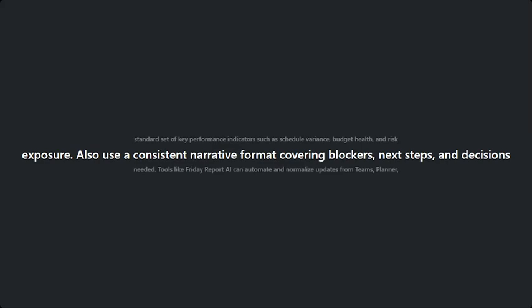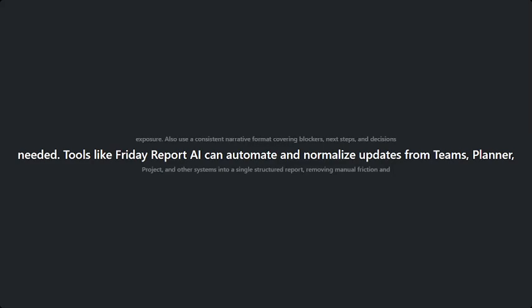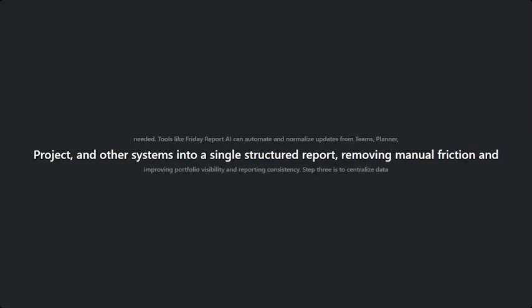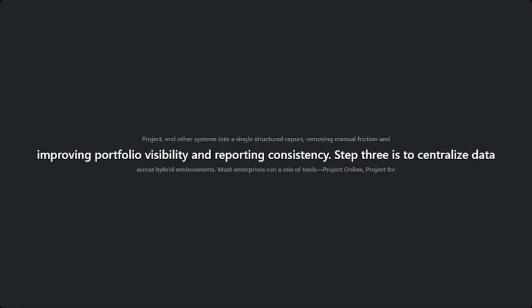Tools like FridayReport.ai can automate and normalize updates from Teams, Planner, Project, and other systems into a single structured report. This removes manual friction and improves portfolio visibility and reporting consistency.